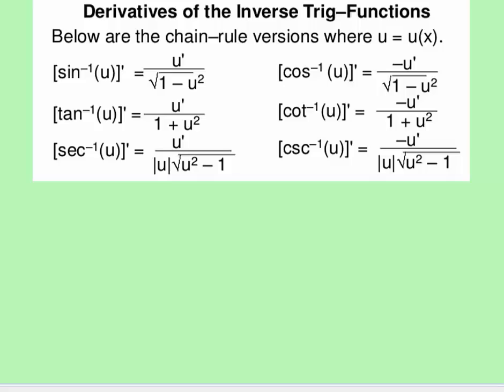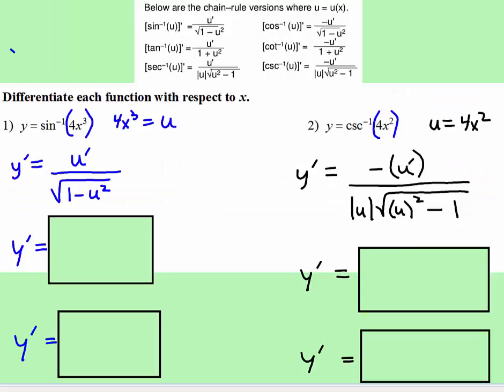Okay, derivatives of the inverse trig function. You're going to have this list, and you're just going to plug things in. For the inverse trig, you take the derivative of whatever the theta or the function is, and then put it over the square root of 1 subtract that function squared. So let's just get started.